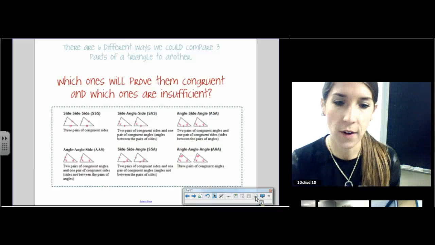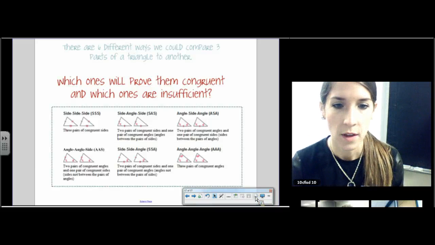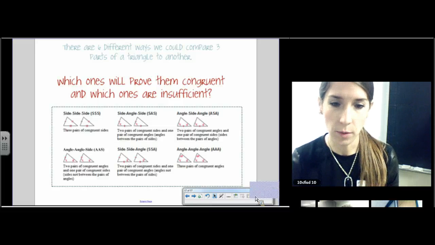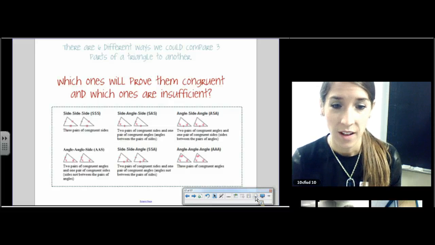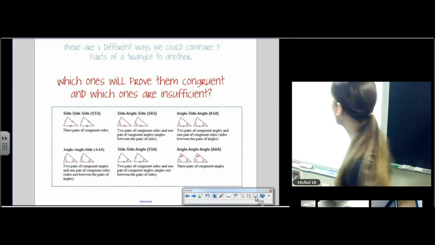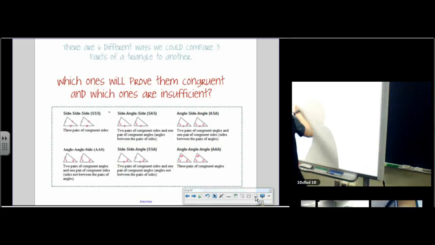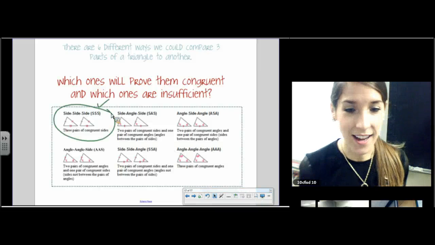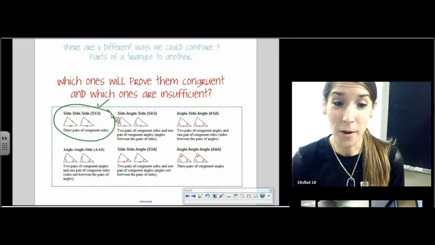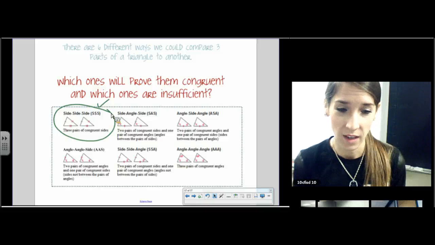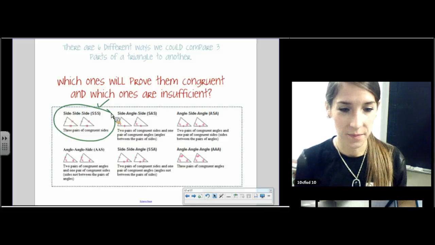Here are all the different combinations we could have. There are 6 different ways we could compare 3 parts of a triangle to 3 parts of another triangle. Some of these are going to work and some of them are not. We already know that side, side, side, we already talked about it, that one's going to work. Now we have to decide which other ones are going to work and which ones just aren't enough information. So take a look at those for a minute.